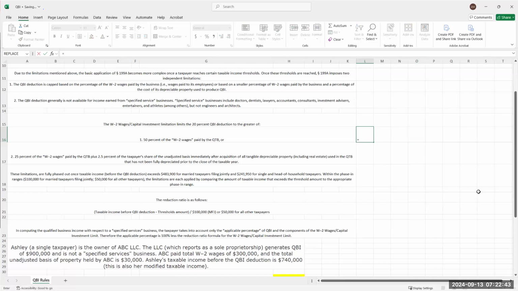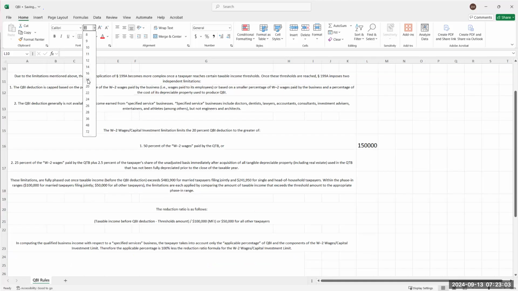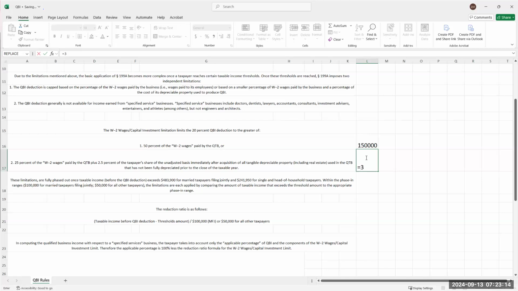50% of the W-2 wages. Based on the problem, the W-2 wages were $300,000. So 300,000 multiplied by 50% gives us 150,000. Versus 25% of W-2 wages. So 300,000 times 25% would give us 75,000.